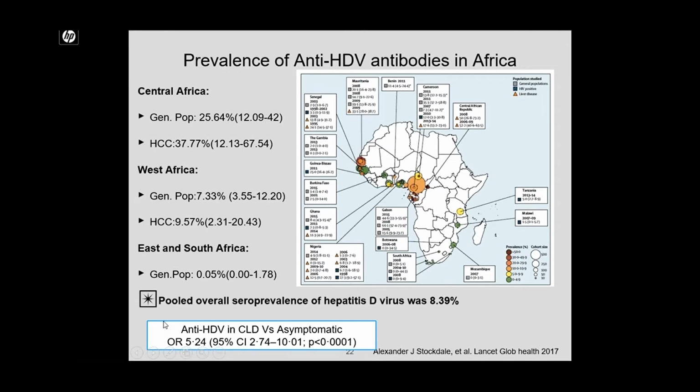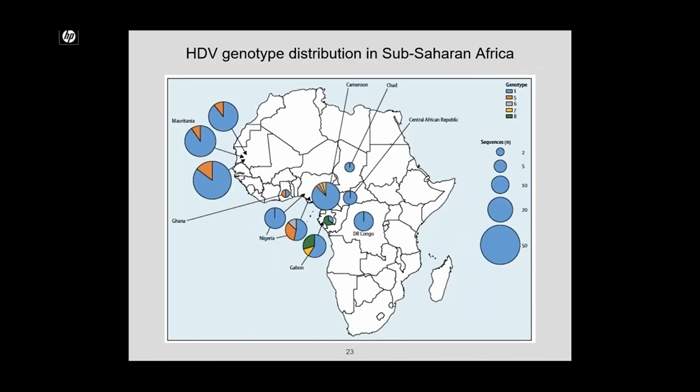So the pooled overall prevalence of hepatitis D virus was 8.39% based on the antibodies. This is really high, a significant hepatitis D virus prevalence. And the genotype distribution is also very wide, as you see. The main genotype has been genotype 1. Studies in Cameroon and also studies in Nigeria currently have shown that. For East Africa, I would probably supplement with more studies. The other genotypes are genotypes 5, 7, and 8.